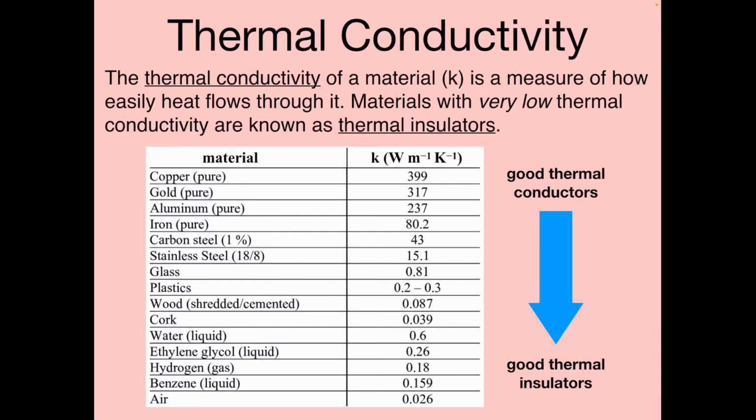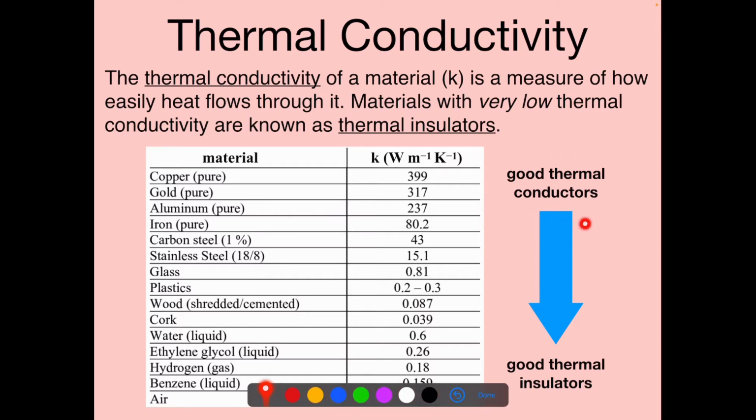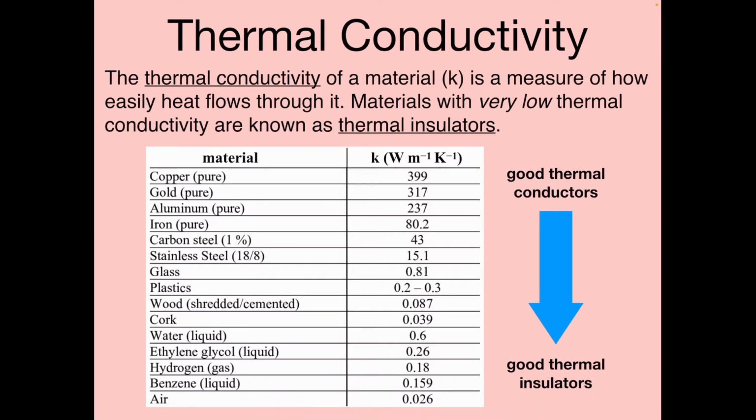On the other side of the table, down here, we have things like air and cork and wood and plastics. These have very low values of K. They're not very good thermal conductors. We call these materials thermal insulators because they prevent heat from flowing through them. And we can use them for insulation in certain cases. Okay, so that's really the spectrum we see. We have high K values as thermal conductors and low K values as thermal insulators.